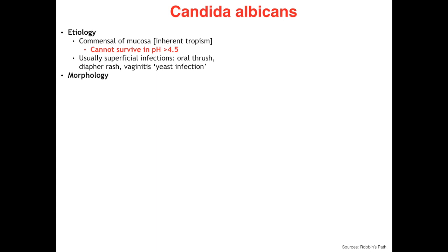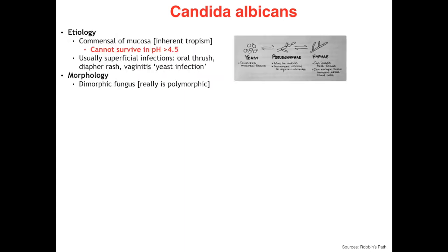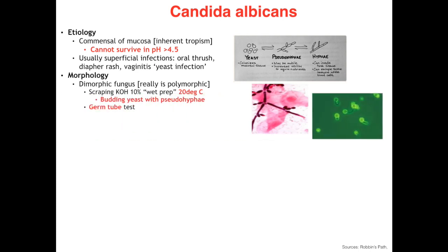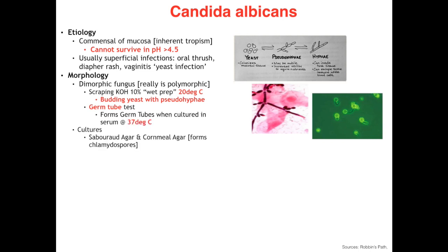Morphologically, this fungus is dimorphic, but really she is polymorphic. On scraping and KOH prep at 20 degrees, you will see budding yeast with pseudohyphae, which is the buzzword: budding yeast with pseudohyphae. Confirmatory test is the germ tube test, which is at 37 degrees, cultured in serum. Germ tubes are just the beginning formation of a hypha.